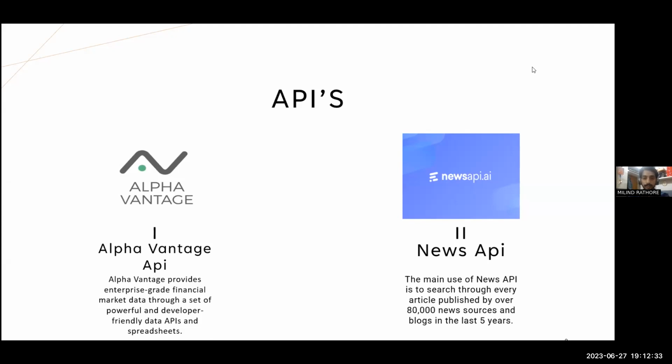So we use the Alpha Vantage APIs. This provides enterprise grade financial market data through a set of powerful and developer friendly data APIs. News API is used for searching the articles published over thousands of news sources and blogs.